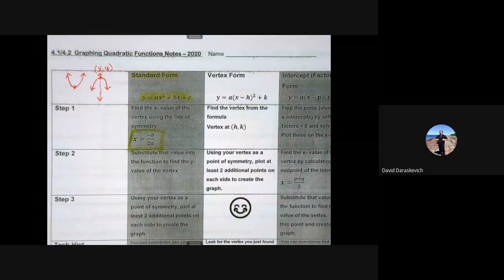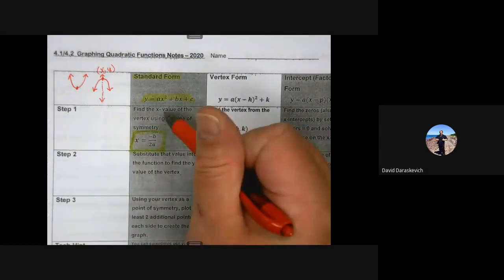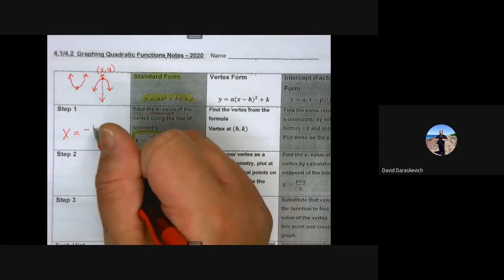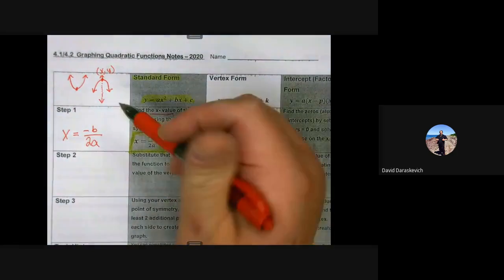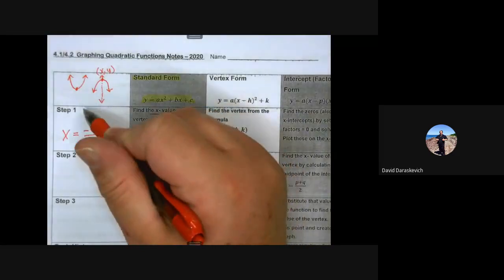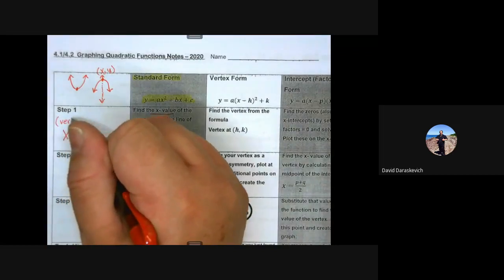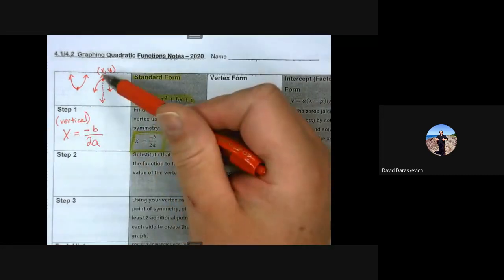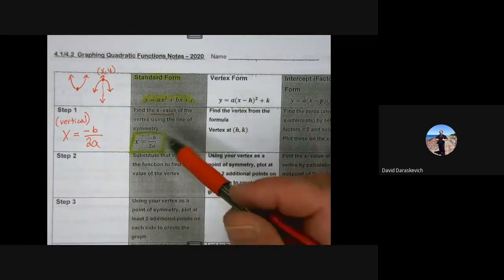we use the equation x equals, and I got to write this over here. So to find the x value, we use x equals negative b over 2a. And remember, when we have x equals a number, that makes a vertical line. And in our equation, it happens to be that vertical line for the axis of symmetry. Right? And it's got the step-by-step process here to tell you how to do it.